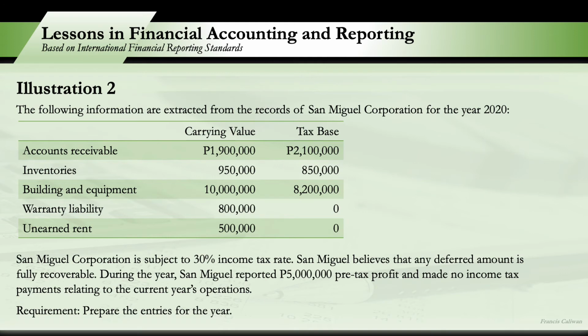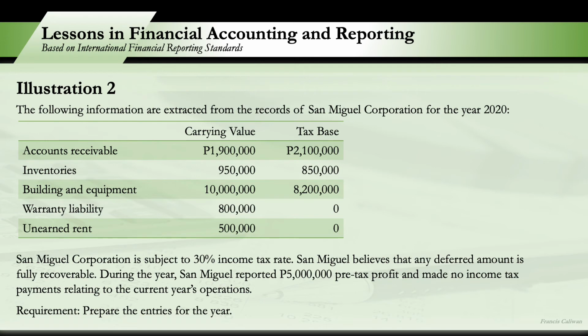Okay, so now let us apply our discussion for deferred tax asset and deferred tax liability using this illustration. The following information is extracted from the records of San Miguel Corporation for the year 2020. The carrying values of the indicated assets and their tax bases are given. We have accounts receivable, inventories, building and equipment, warranty liability, and unearned rent.